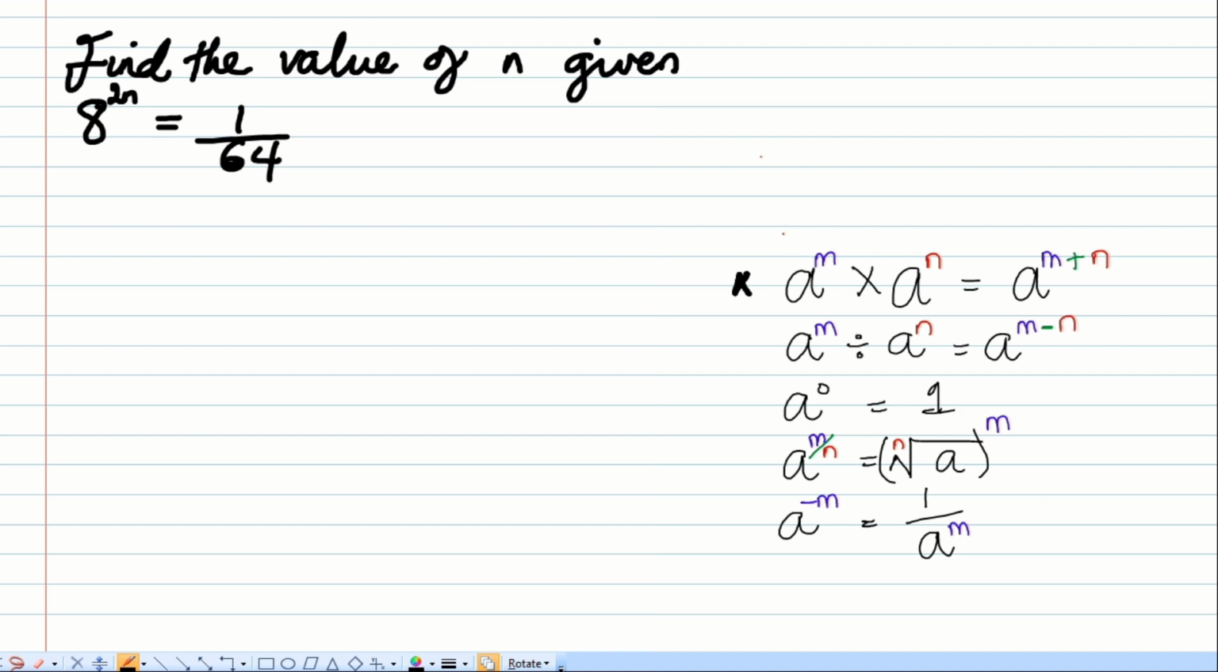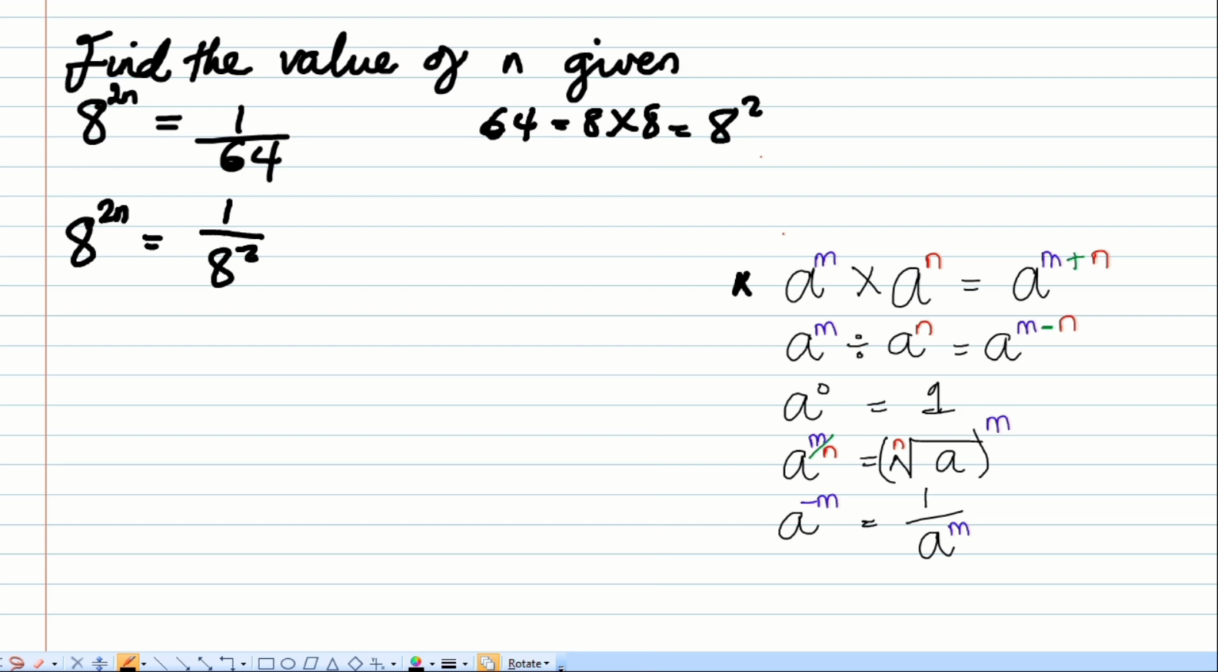In this case now we have 8 raised to the power 2n equal to 1 over 64. Now every number there I want it to be in the base 8 or the base 4 or whatever if it's possible. Thank God 64 can be written in the base 8 because 64 is equal to 8 times 8, which is equal to 8 raised to the power 2. So I can now rewrite this expression as 8 raised to the power 2n is equal to 1 over 8 raised to the power 2. I've changed nothing in the equation. I just replaced 64 with 8 raised to the power 2.